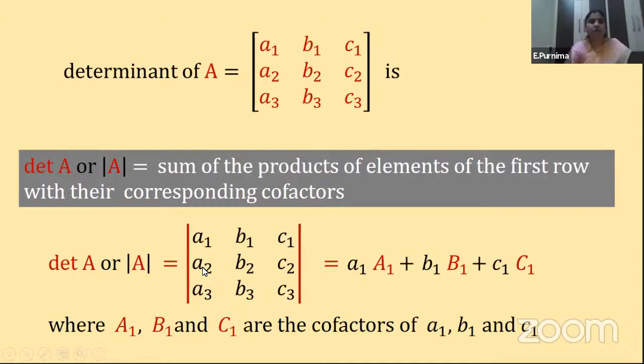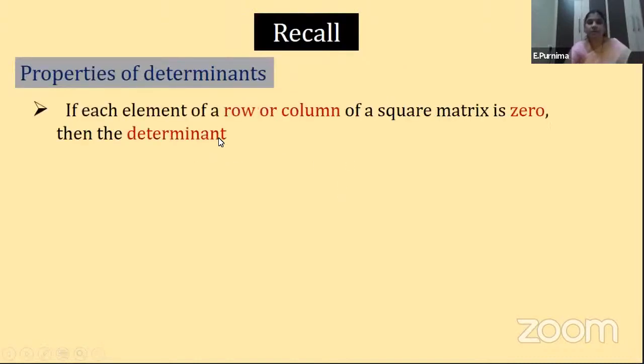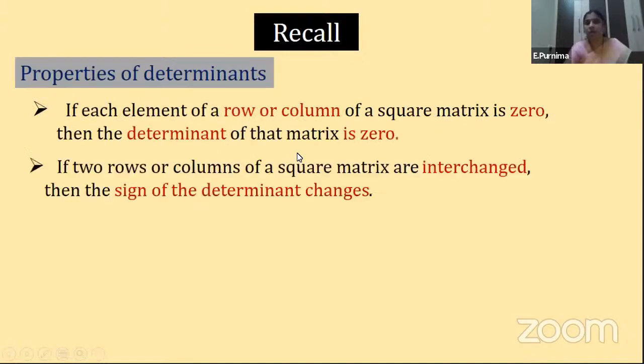Next one is properties of determinants. We have seen a few properties which are very much useful in solving determinants. In brief, I'll tell you what they are. If each element of a row or column is 0, then the determinant is 0. Without solving also, we can say that if any row or any column is 0, then the determinant is 0. Is it clear?